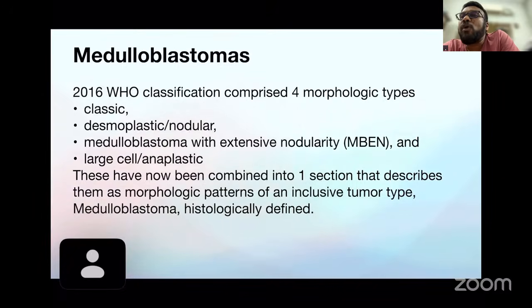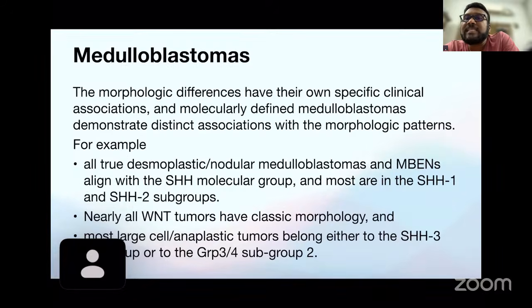Basically, we used to have 4 morphological subtypes: the classical variant, the desmoplastic or nodular variant, the medulloblastoma with extensive nodularity, which is supposed to have a very good prognosis, and then the large cell or anaplastic. Now they have been combined into one section that describes them as morphological patterns of an inclusive tumor type, that is medulloblastoma, histologically defined. Of course, the large cell and anaplastic do have a bad prognosis, but now we have a more integrated classification.